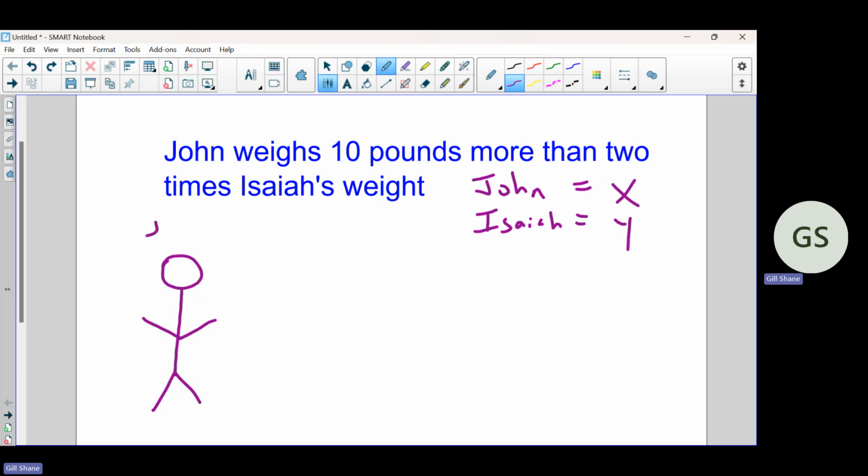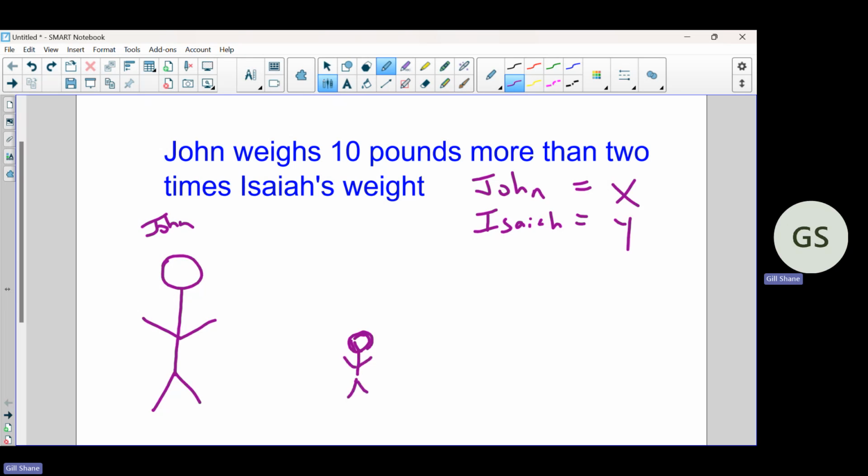And so that's John. And then we have Isaiah, who maybe is even a younger kid or something like that, and John's an adult. So Isaiah over here is smaller. Oops, I don't know why that didn't draw a circle.